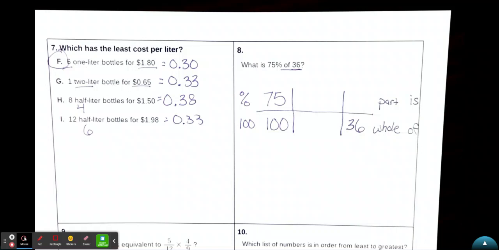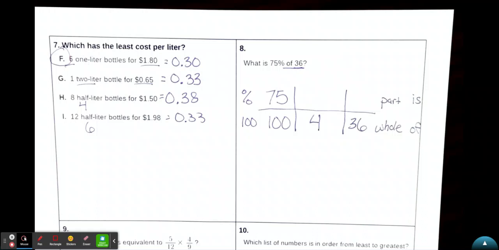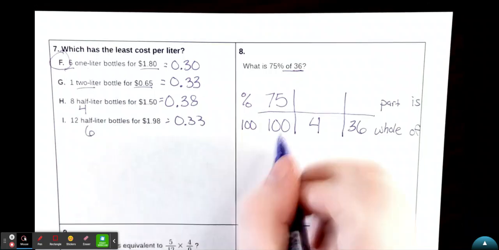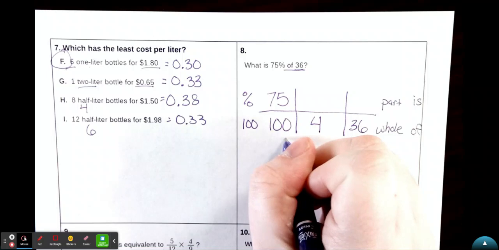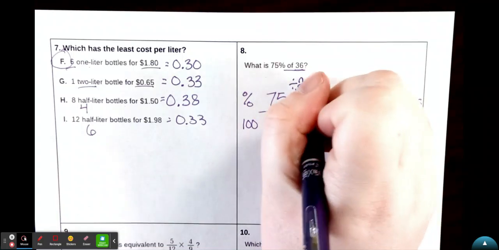What do I need to do to get from 100 to 36? I need to find a number that 100 and 36 have in common. Can anyone think of one? Zayden? 4. Yeah, they have 4 and 2 in common. 4 is bigger, so I like to use the bigger one if I can think of what it is. How do I get from 100 to 4? Divide by 25.